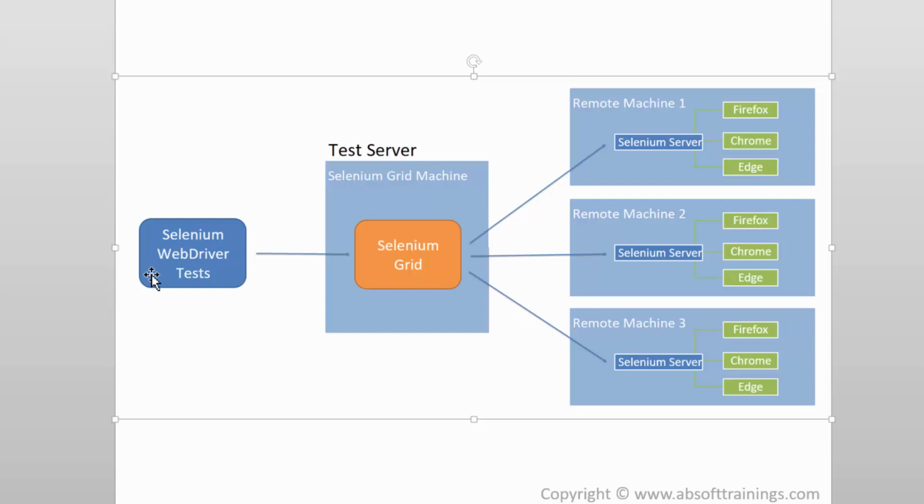So we are going to send all our execution, all our load, to Selenium Grid. That will distribute to execution nodes. So these are execution nodes. It will distribute the load. So with Selenium Grid we can achieve distributed and parallel execution that is going to save us time and cost.